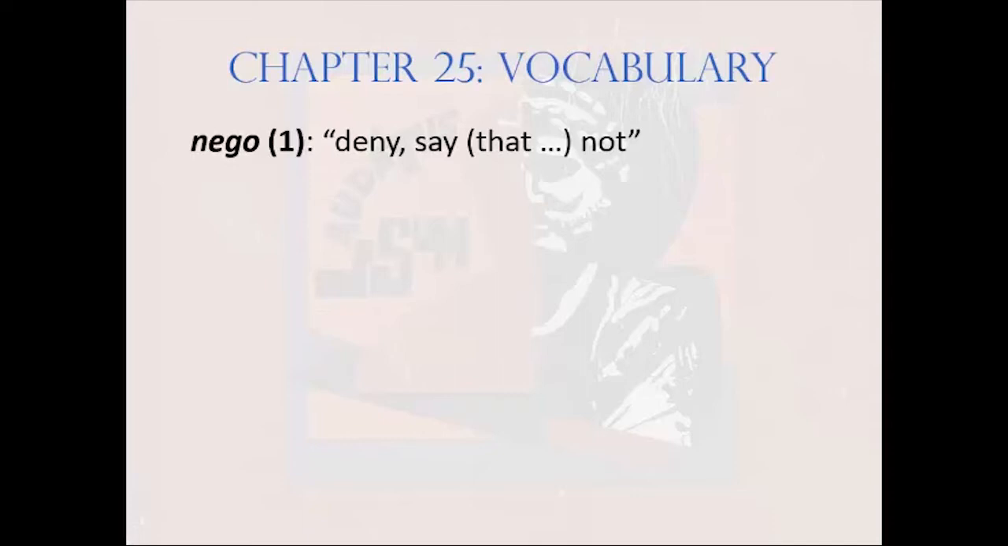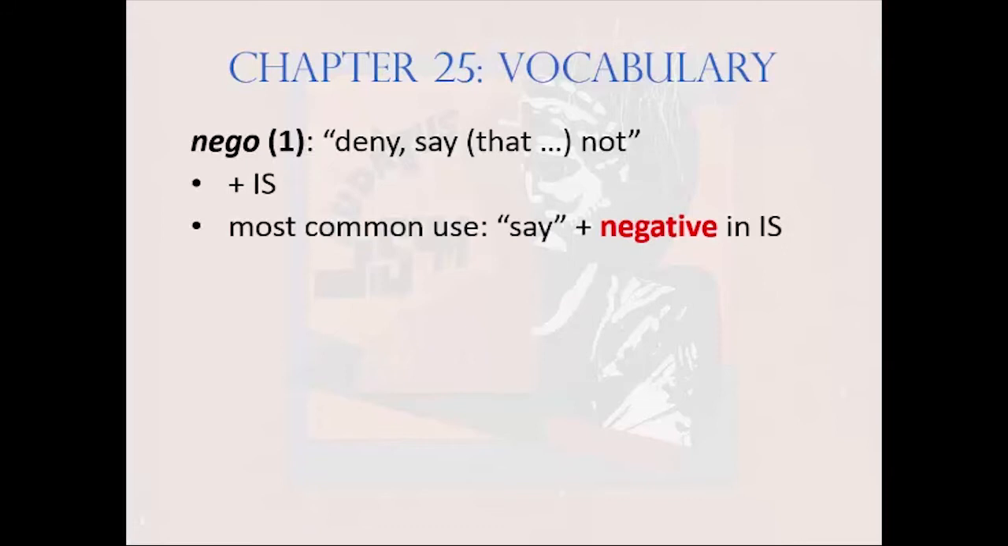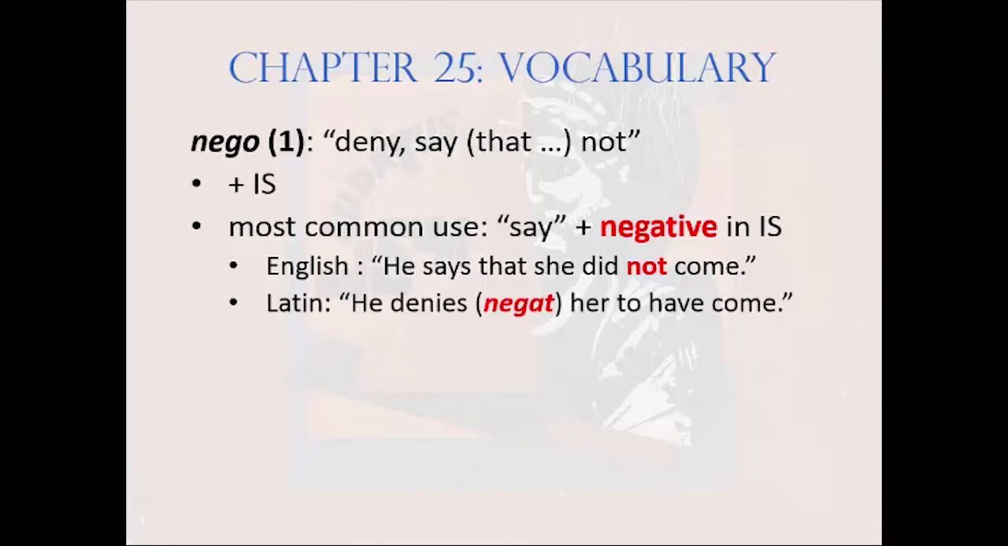Another verb follows, nego, first conjugation, meaning deny or say that not. Indirect statement also follows nego often, which is used by Roman authors to negate the indirect statement, producing the sense, I said that something did not happen, which is only a hair's difference from denying it, but renders much more idiomatic English. In other words, where we like to say, he says that she did not come, the Romans preferred, he denies, negat, her to have come.